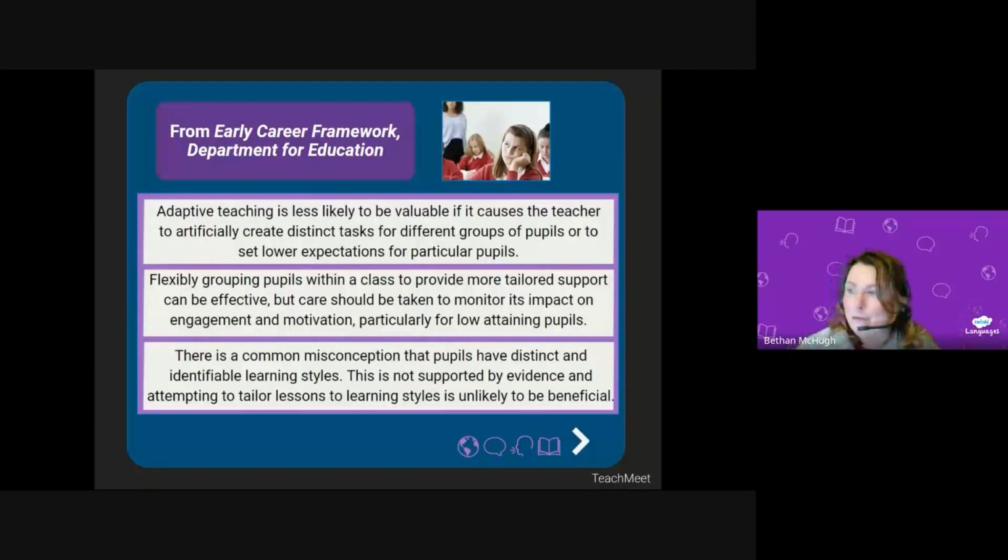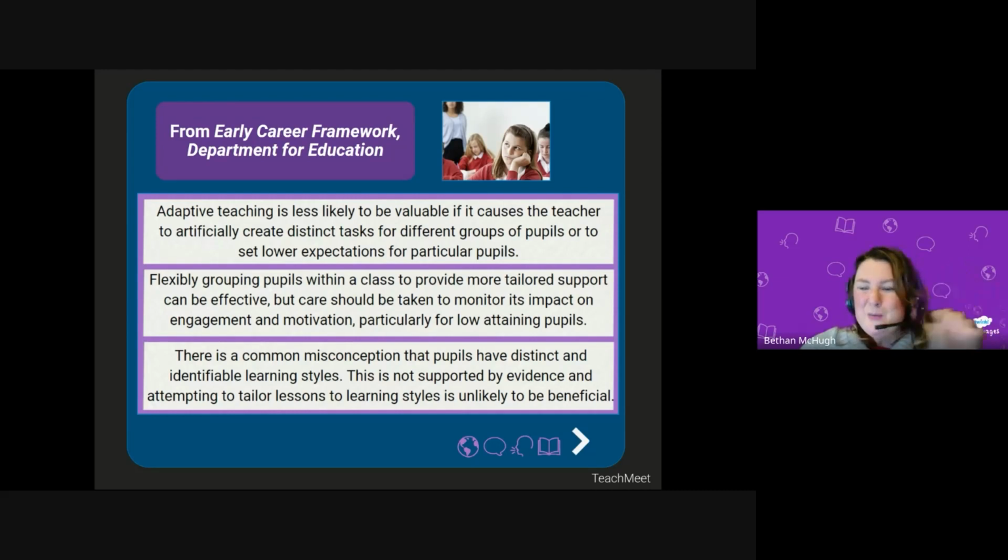Particularly things like three-way worksheets, for example. Learning styles. When I first started teaching, this was, oh wow, learning styles. Are you a visual, auditory or kinesthetic learner? Well, that's all been debunked now. And it's a case of, no, we're not seeing that as a way to do it. The evidence is not supporting that.